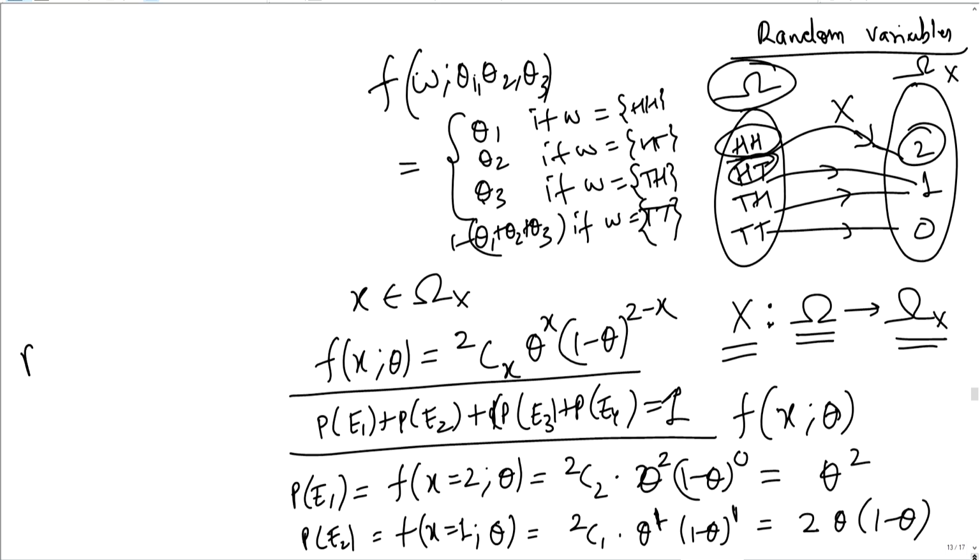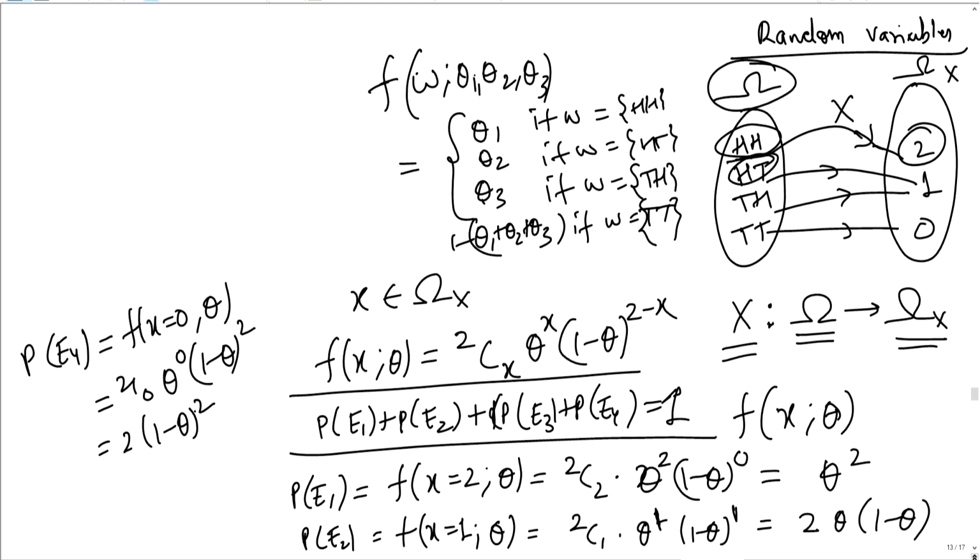What would be P of E4? E4 is what? TT. So, basically x is 0. F of x equals 0 and theta. So, that would be 2C0 theta to the power 0, 1 minus theta to the power 2. So, it would be 2 into 1 minus theta whole square. So, that is 2 into 1 plus theta square minus 2 theta. So, 2 plus 2 theta square minus 4 theta.